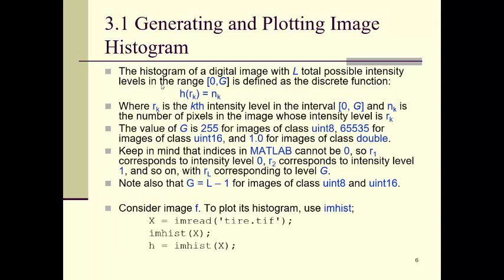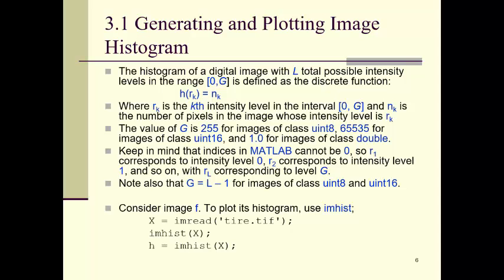So now let's see the first topic, which is related to the histogram. How can we generate this histogram? Of course, in MATLAB we have functions that can generate the histogram automatically, but we need to understand how it is generated in the first place. The histogram of a digital image with total possible intensity levels in the range from 0 to G is defined as the discrete function h of r_k equals n_k.